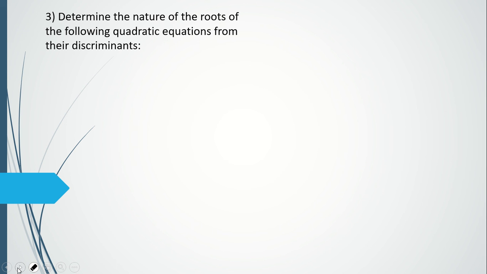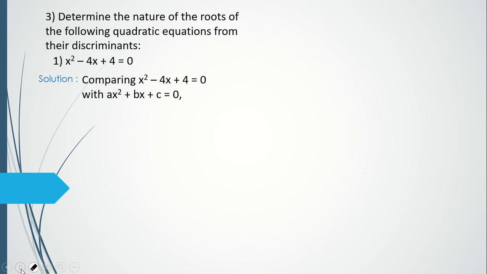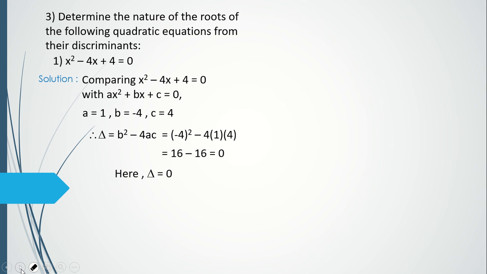Determine the nature of the roots of the following quadratic equations from their discriminants. Now here we have to determine the nature of the roots also. So first find out what is b square minus 4ac comparing with ax square plus bx plus c is equal to 0. So we get the value of b square minus 4ac first, that is 0. Delta is 0 we got. So when delta is 0, the nature of the roots will be real and equal.